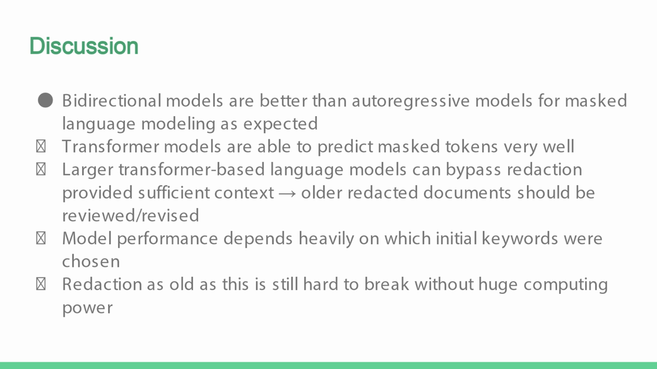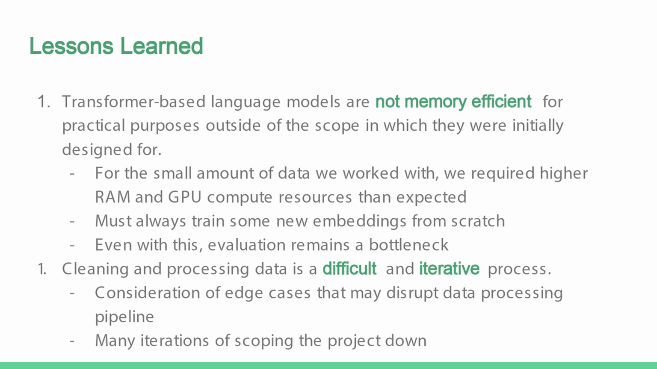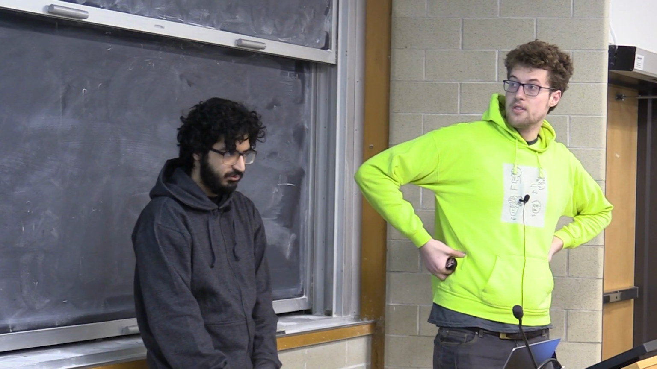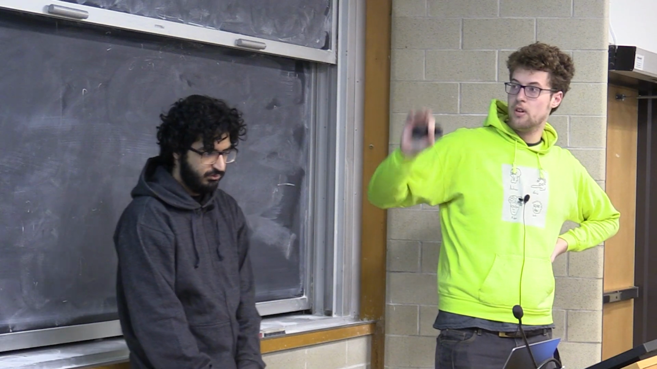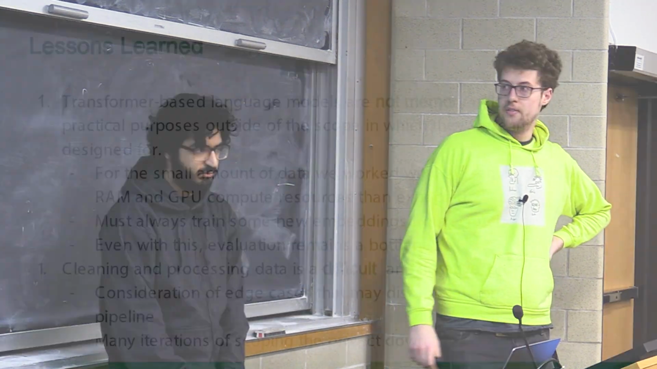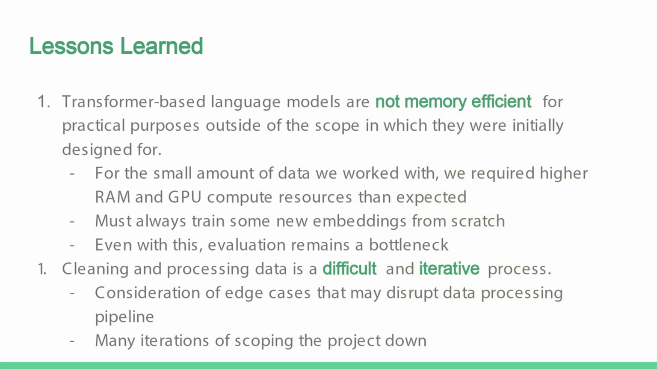If we had a really large model, we think we could actually predict redacted text, but that requires too much context and too much computing power. Also, the initial keywords we chose to train around are really important. Transformer models are not really memory efficient for tasks with a lot of training of brand new tokens from scratch. That's one thing we took away. There's a lot of messing around with the compute resources to manage GPU RAM overflow. Also, cleaning the data is difficult and iterative, and a lot of issues can come up, especially when there are handwritten things over top of PDFs like we had.